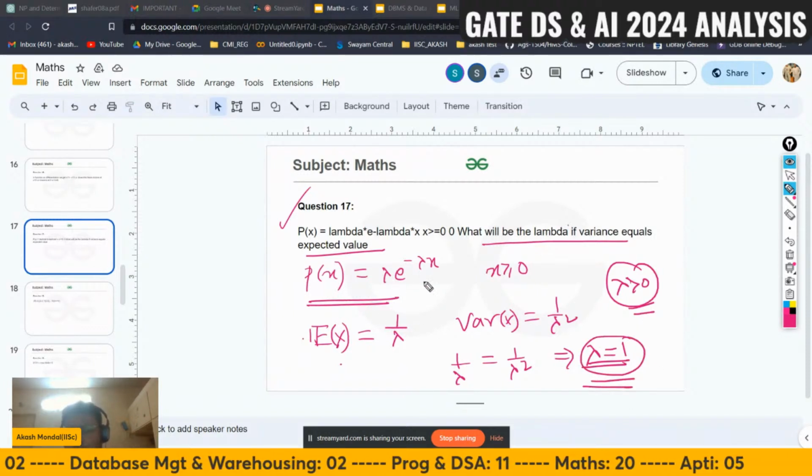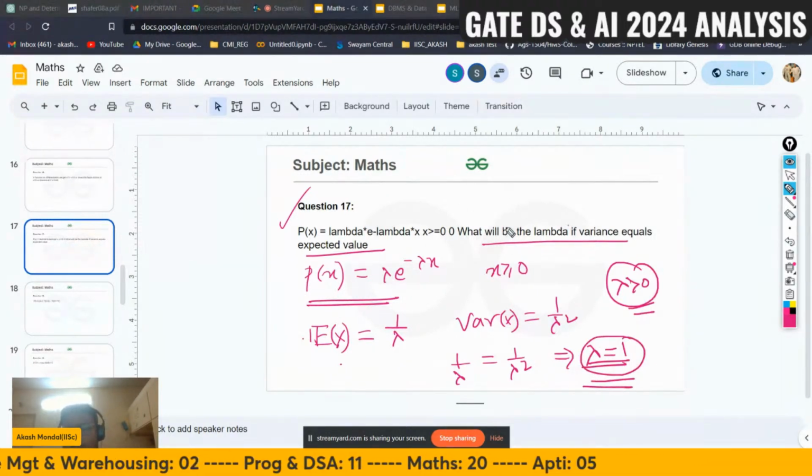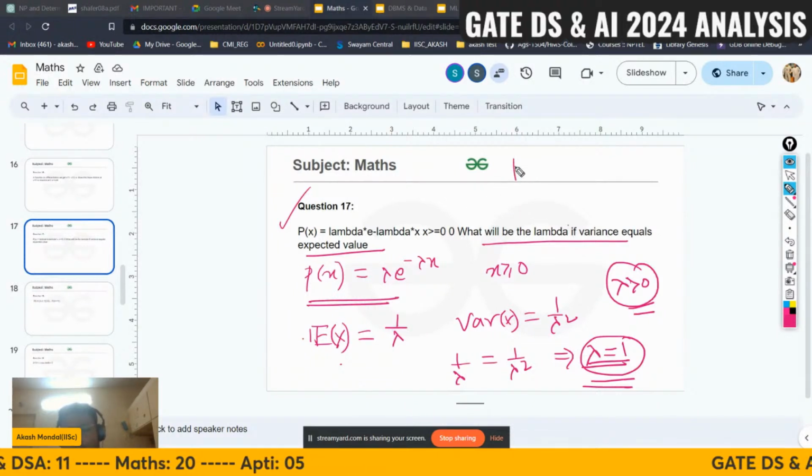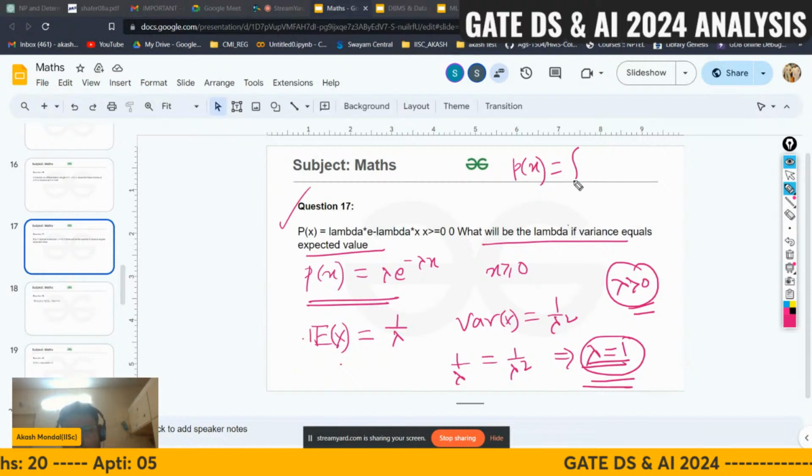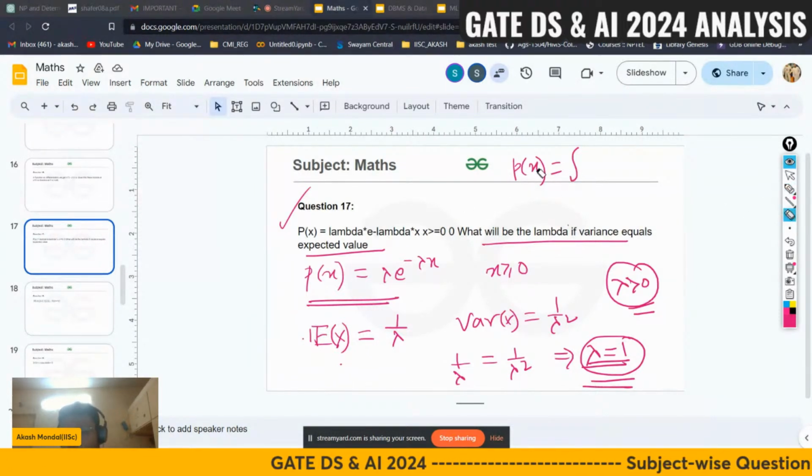So computing expectation and variance is straightforward, right? If you know the formula, you can directly solve it. So let me just do the calculation for you. If some of you might have forgotten it, let's just do it. Okay. Yeah. So let's do it.